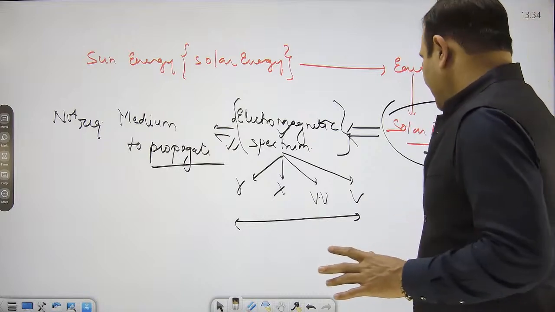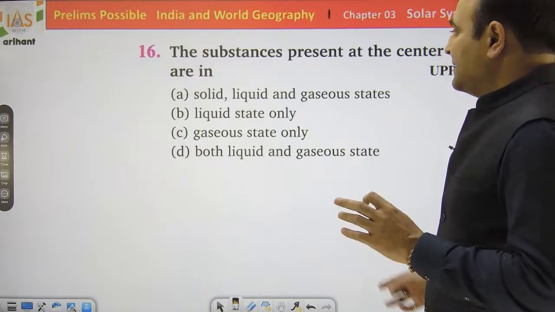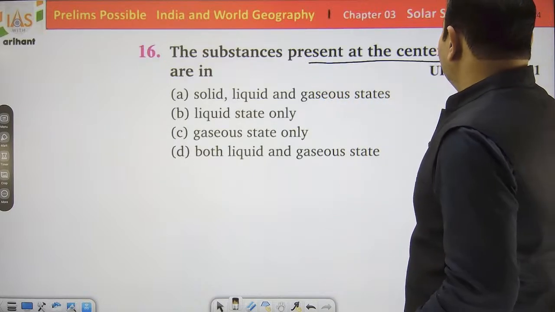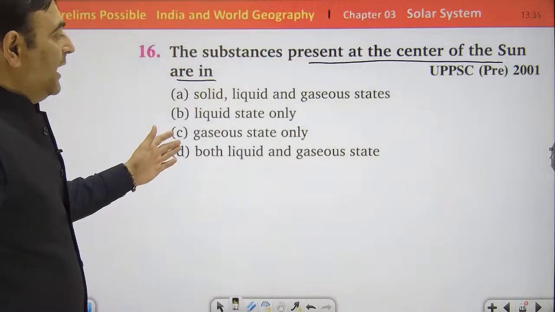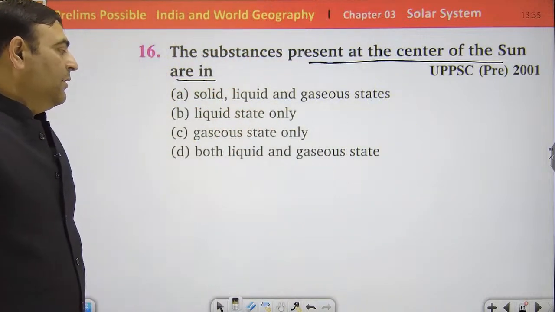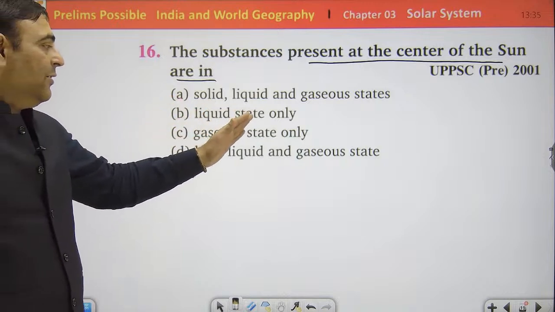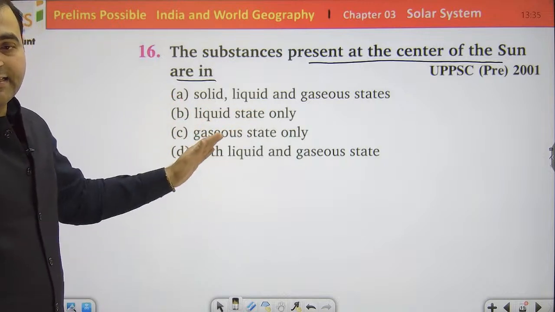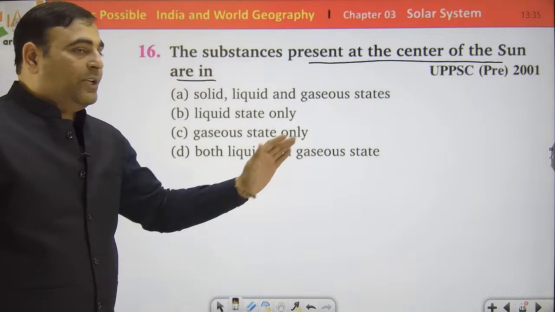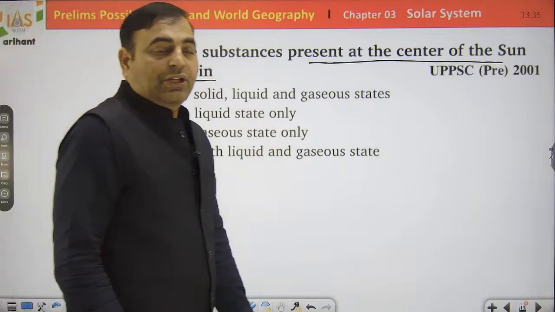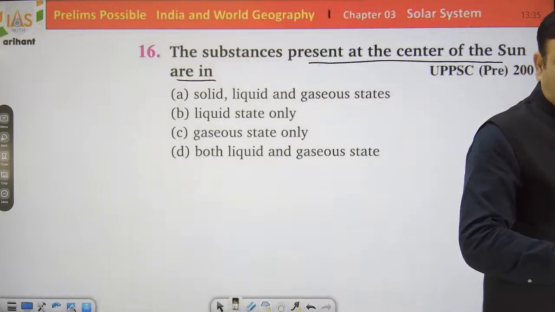Clear? Next. The substance present at the center of the sun is in solid, liquid and gaseous state, liquid state only, gaseous state only, or both liquid and gaseous state. Tell me, what is the answer?